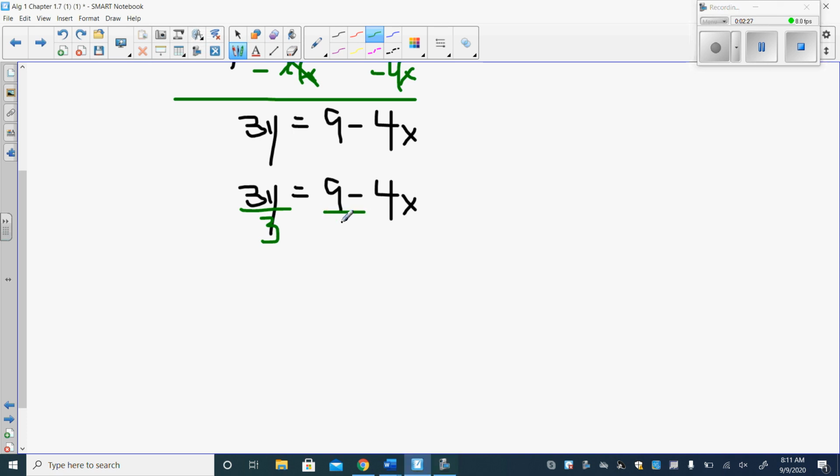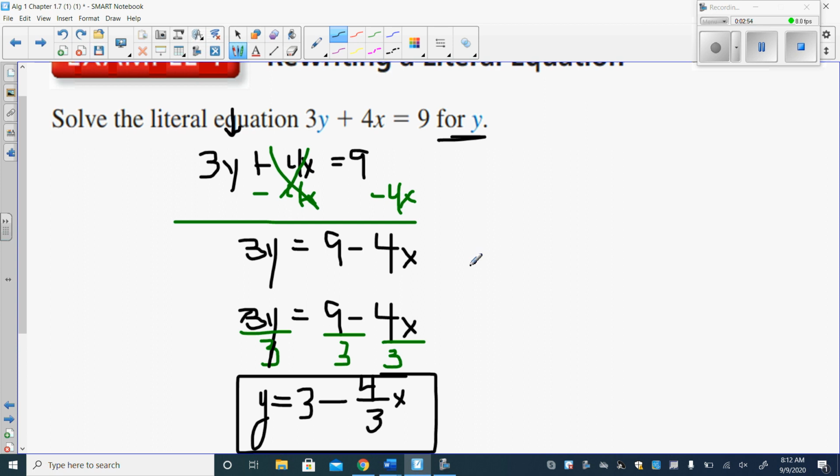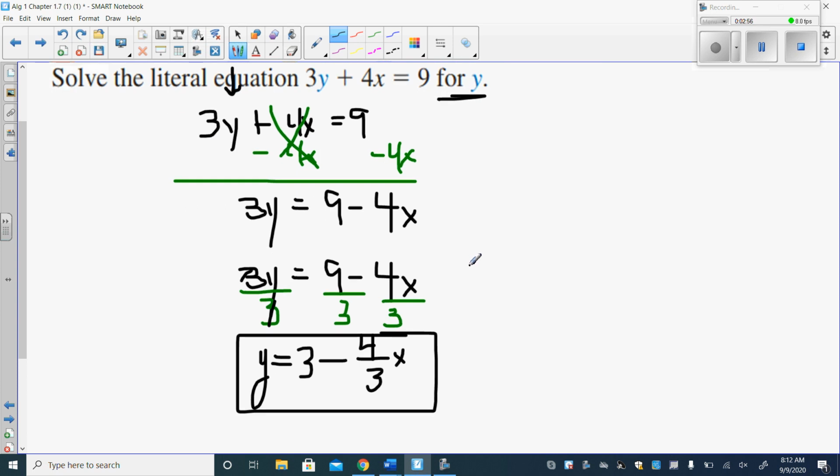Now we're going to divide each one of these terms because when we do this we have to divide each term by the number. So 3y divided by 3, the 3 and 3 will simplify to 1, leaving us with just y equals, well 9 divided by 3 is 3 minus, well 4 doesn't divide by 3 so we have 4 over 3 x. And that's our answer. We solved this equation for y. And the way that we solved it for y is we got it by itself. And that's all we had to do for this here.